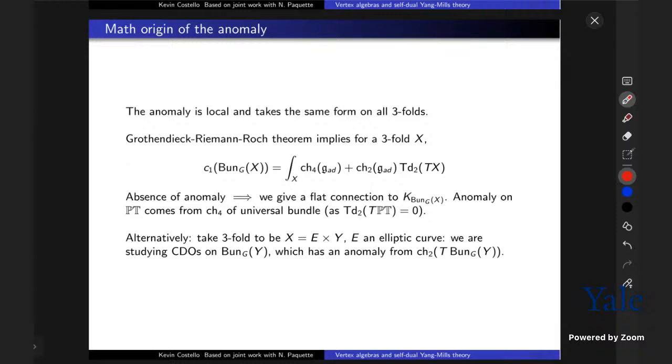It'll be the integral over X of the fourth Chern class of the adjoint bundle plus this other term involving the Todd class. Now the Todd class term doesn't appear on twistor space, but this term involving the fourth Chern class of the adjoint bundle appears on any geometry. Alternatively, you can think about things by dimensionally reducing to more familiar systems and dimensions, complex dimension 1, where there are very well-known anomalies.